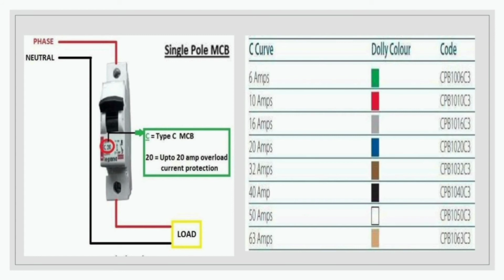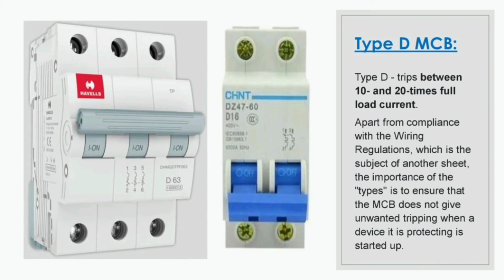20 amps of load protection. And we can find different colors for different amperes in the C curves. For 6 amperes green color, 10 amperes red color, 16 amps gray color, 20 amps blue color. These different curves with color codes, as well as the codes, are applicable in this particular table. You can find these things. Okay, so you got where we can use B type, and where we can use C type.